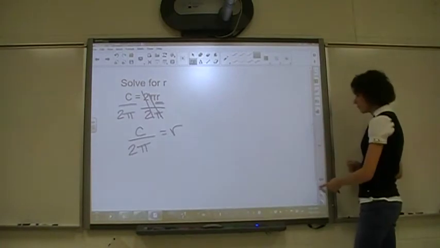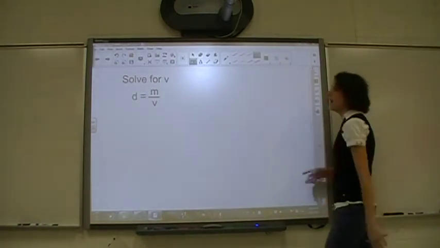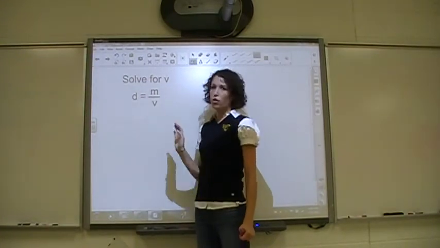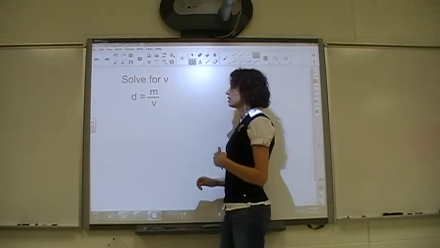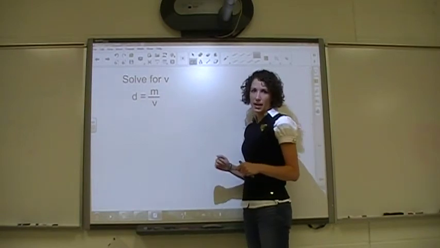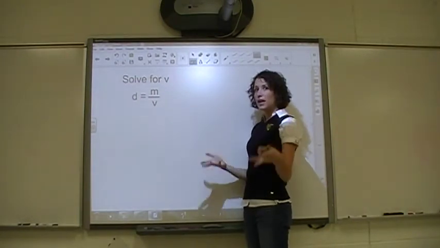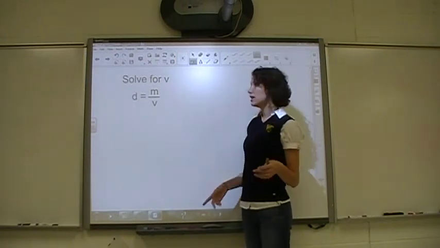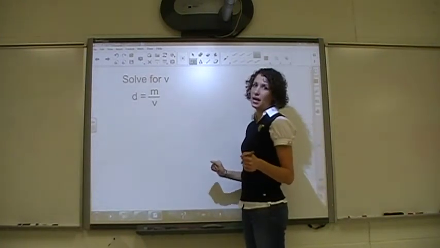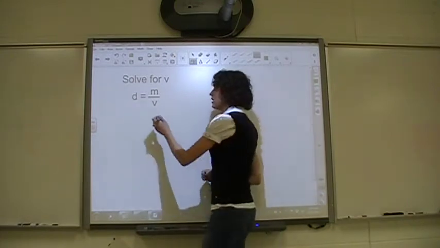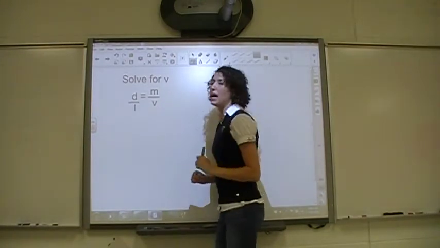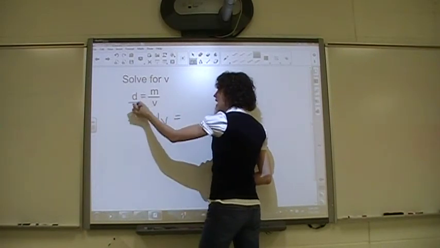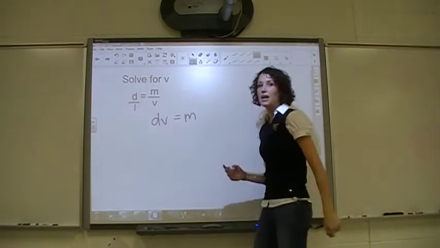Let's try a little bit more difficult one. Now we have solve for V, where D equals M over V. Now the difficult part with this is that V is in the denominator. So if you think about it, we have fractions and we don't like fractions. So you multiply by your least common denominator, which is V on this side. Or another way that you can think about it is cross multiply. So D times V, dV equals M times 1, which is just M.